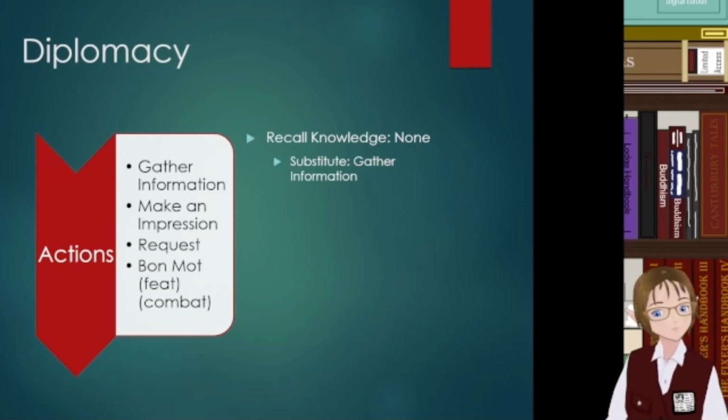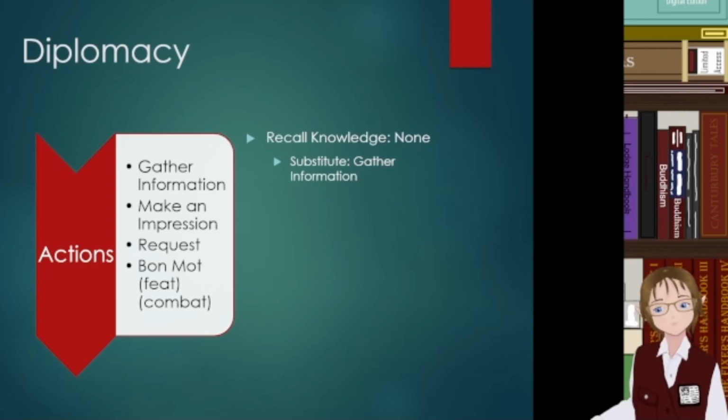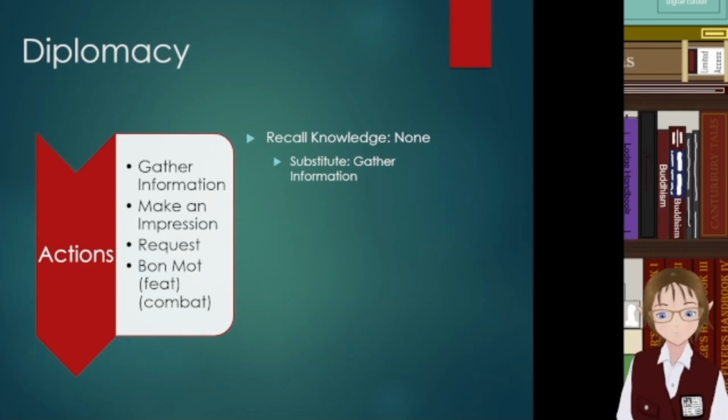If they're not lying, but maybe twisting the truth a little, it could be either. But if they're relying upon purely the facts and personality, it's most likely diplomacy. Generally, the heavier the character leans upon lying, the more likely it is to be deception. The actions available with diplomacy as a base are gather information, which is a downtime activity that lets you essentially listen into all the rumors around town.